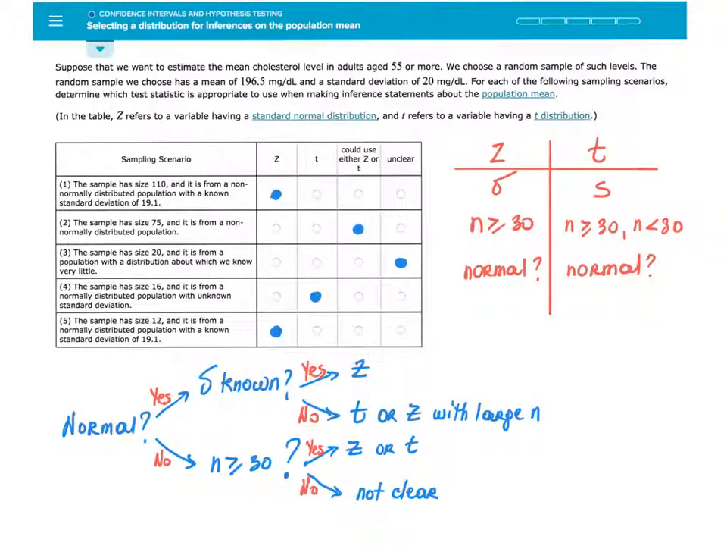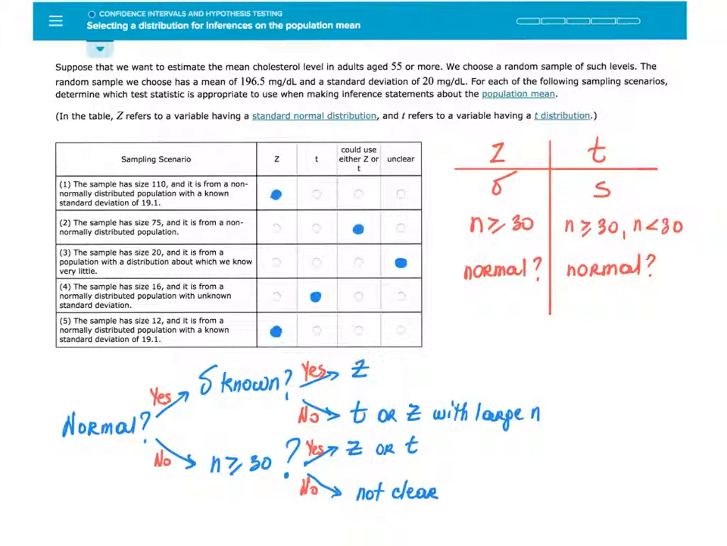In this lesson, we will consider strategies on selecting a correct distribution for inferences on the population mean. And our two choices will be either Z or T distribution.